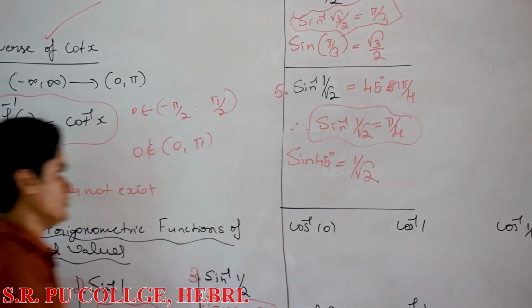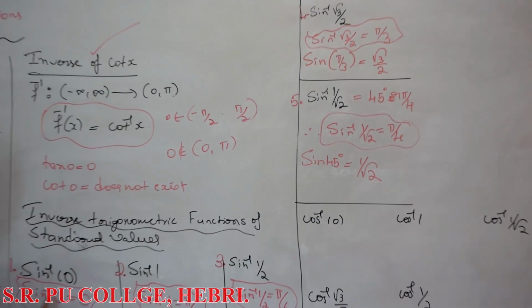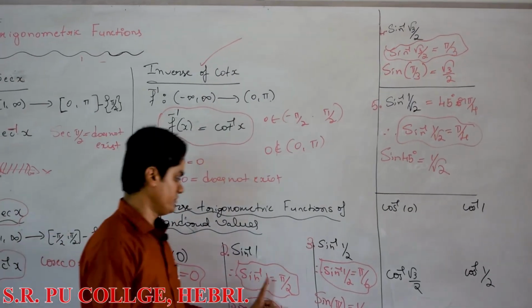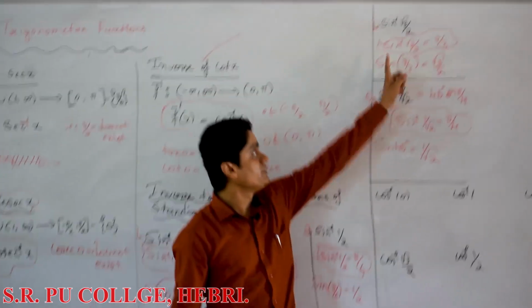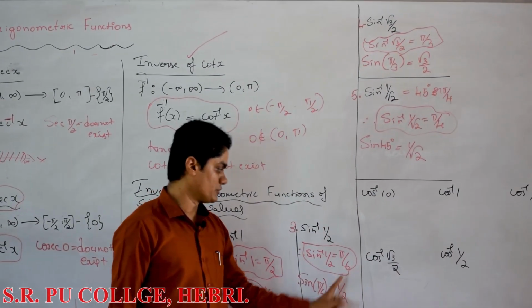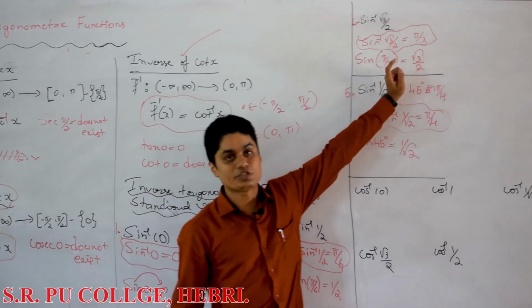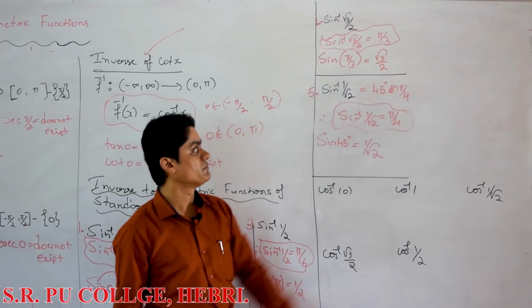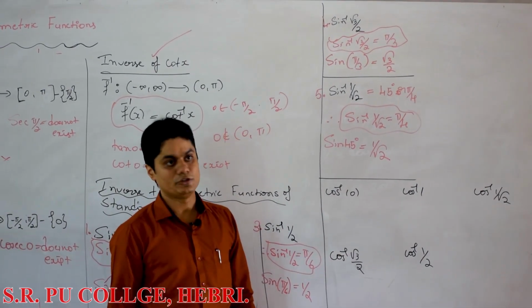So these 5 values you should remember. I'll repeat again. Sine inverse of 0 is equal to 0. Sine inverse of 1 is equal to pi by 2. Sine inverse of half is equal to pi by 6. Sine inverse of root 3 by 2 is equal to pi by 3. Sine inverse of 1 by root 2 is equal to pi by 4.